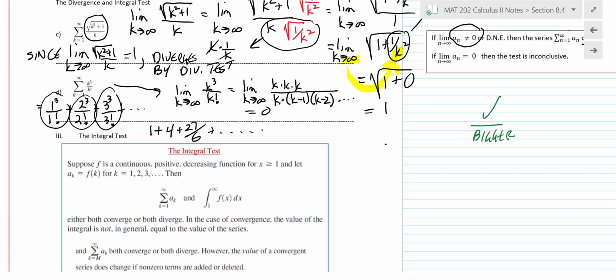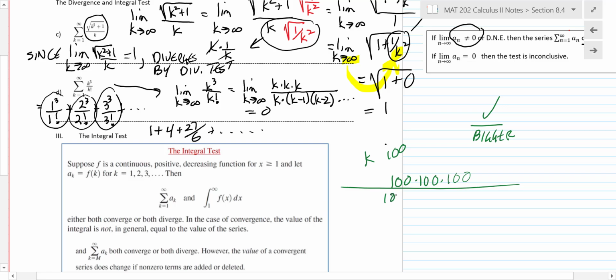The idea is, like if k was 100, just think if k was 100, then you would have 100 times 100 times 100 over 100 times 99 times 98 times 97, blah, blah, blah, times 1. So do you agree that the denominator is much bigger than the numerator? In fact, if you did 100 factorial on your calculator, it'd overflow. Okay? All right. So that's the idea.